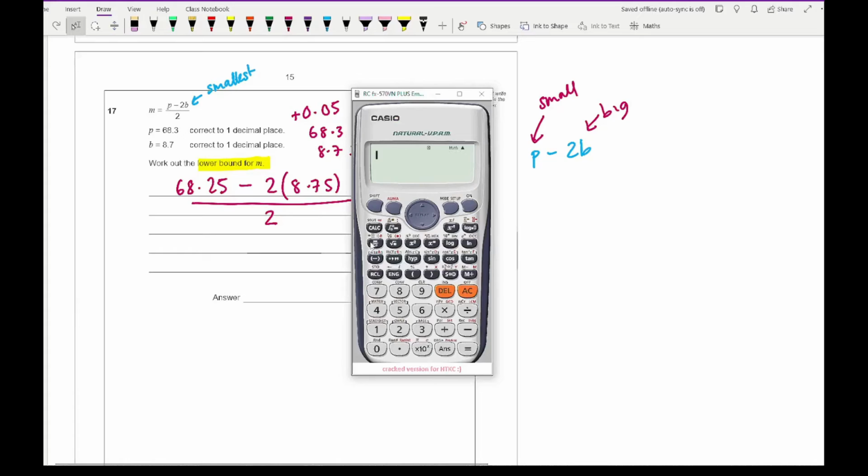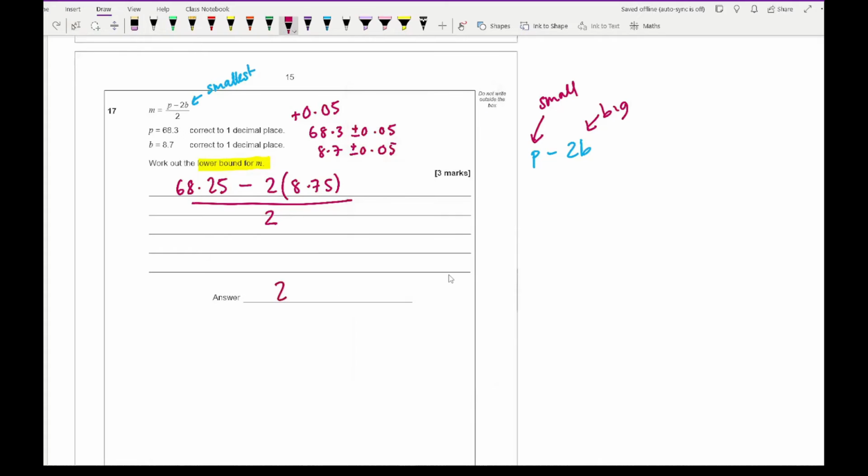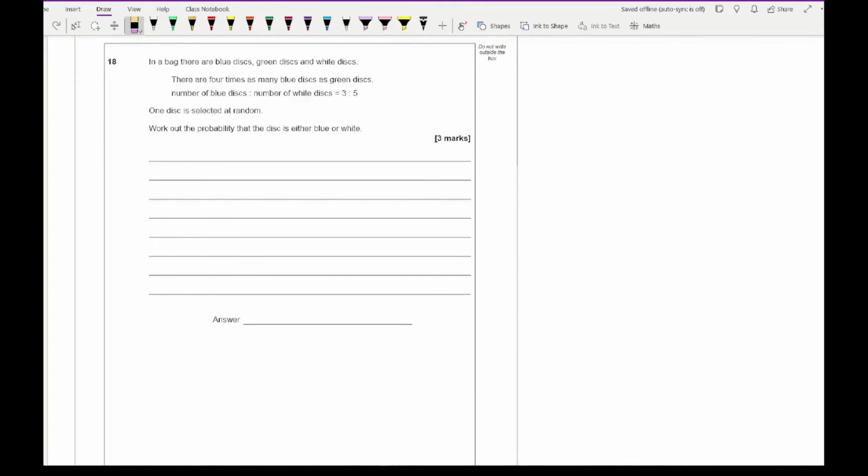So if I put that into my calculator, let's have a look what I get. I've got fraction 68.25 minus 2 lots of 8.75, and that's all divided by 2. Press equals, and I get an answer of 25.375.